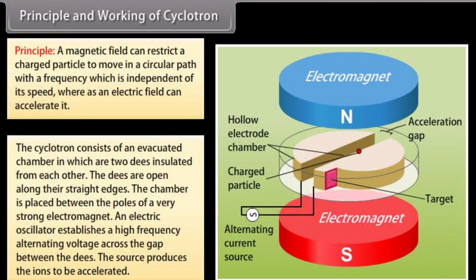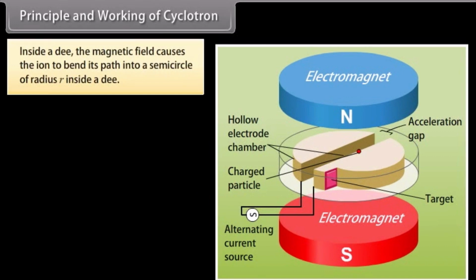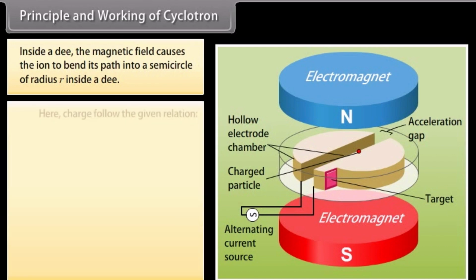Suppose an ion with a positive charge q and mass m is at the center of the gap when D1 is at negative potential with respect to D2. The ion is accelerated across the gap by the electric field between the Ds towards D1. Inside a D, the magnetic field causes the ion to bend its path into a semicircle of radius r inside a D. Here, the charge follows the given relation: qvB is equal to mv squared divided by r.